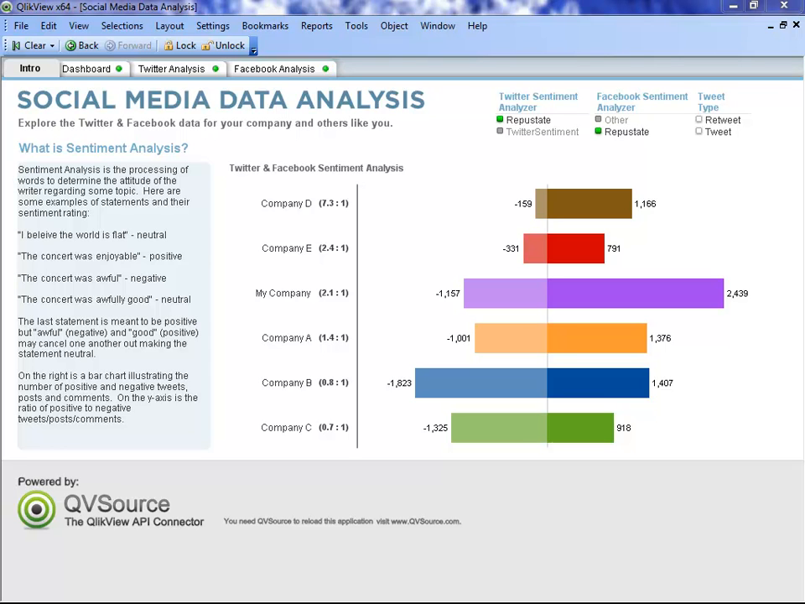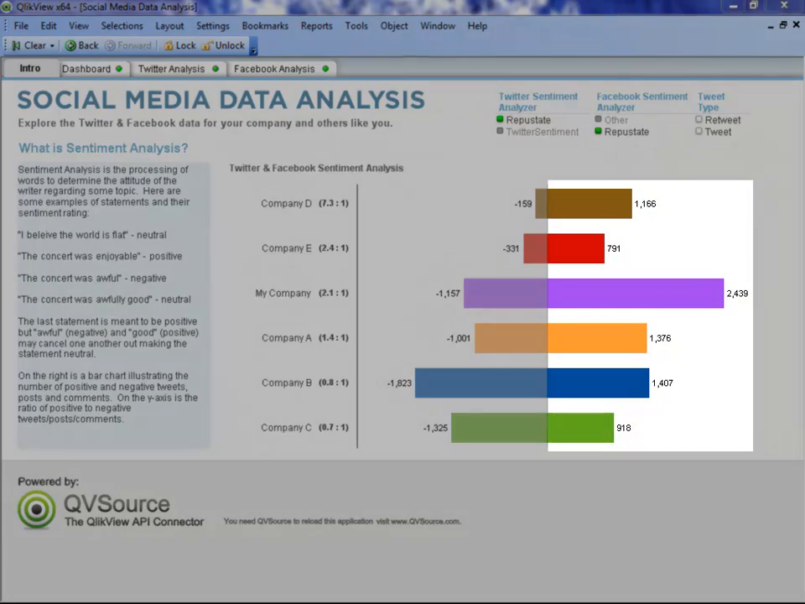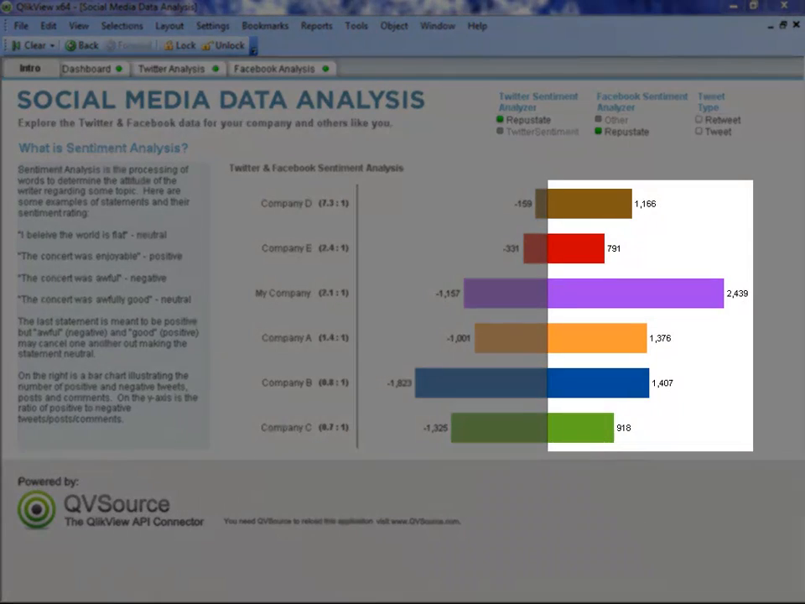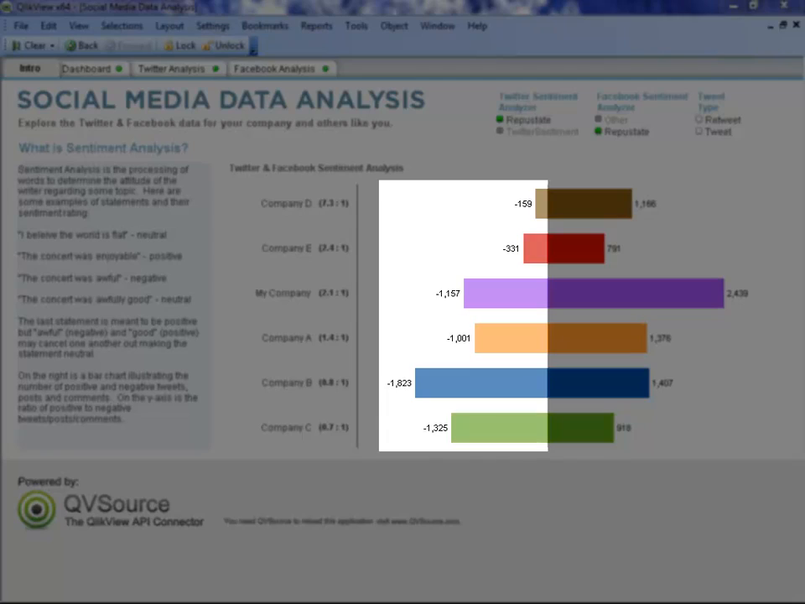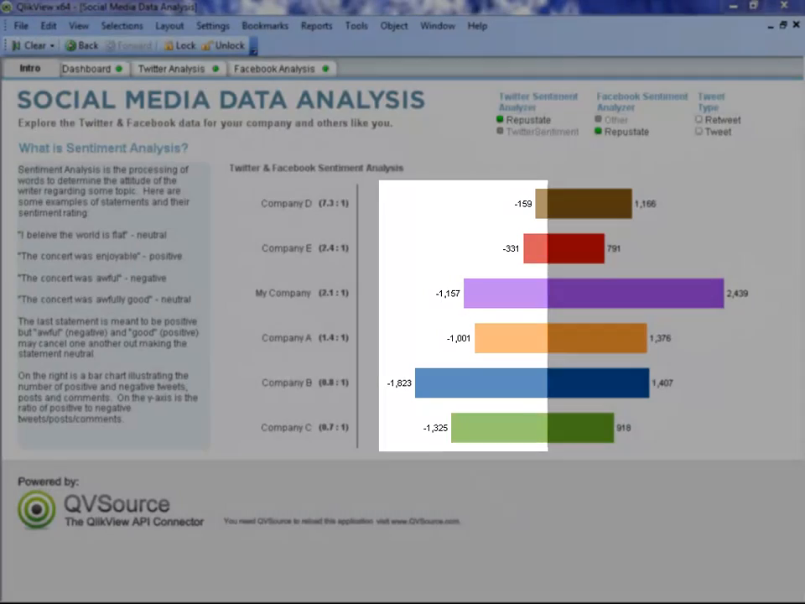On the intro sheet, we are looking at sentiment. Sentiment analysis is the processing of words to determine the attitude of the writer regarding some topic. While sentiment is subjective, it could be used to gather insight into how people are feeling about a company. This bar chart compares the number of positive tweets, posts, and comments and the number of negative tweets, posts, and comments between my company and their competitors.